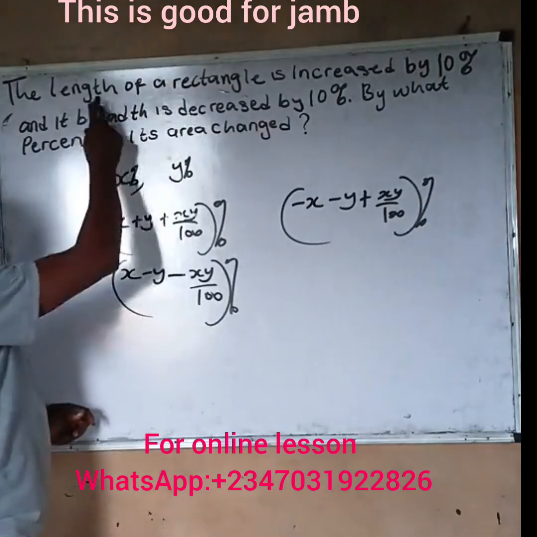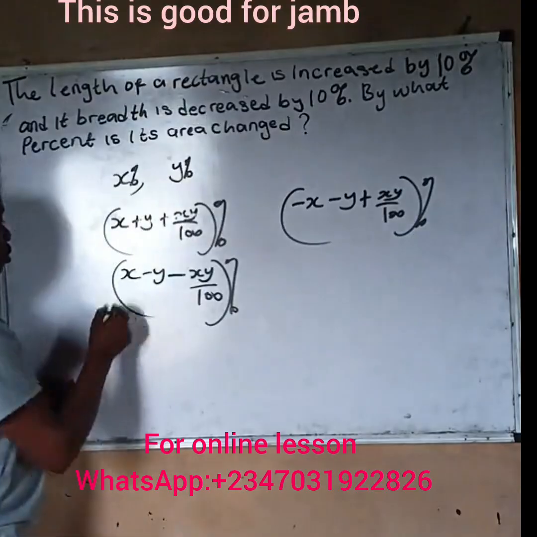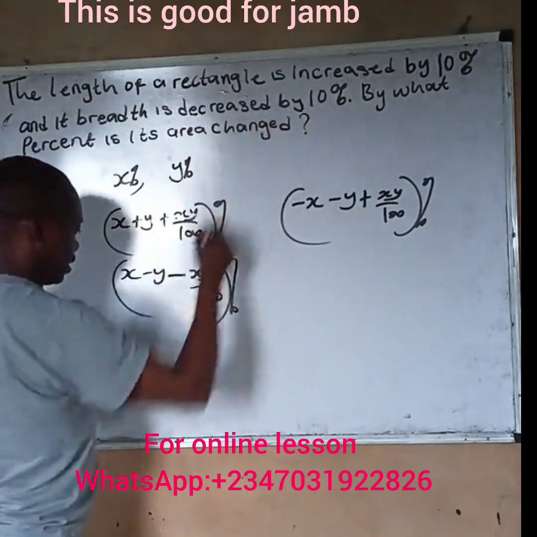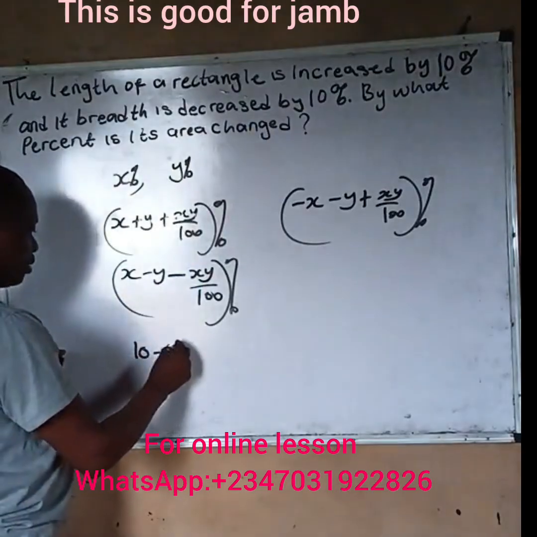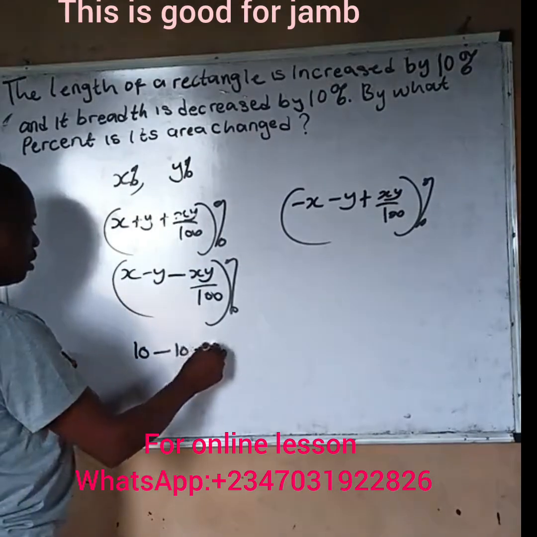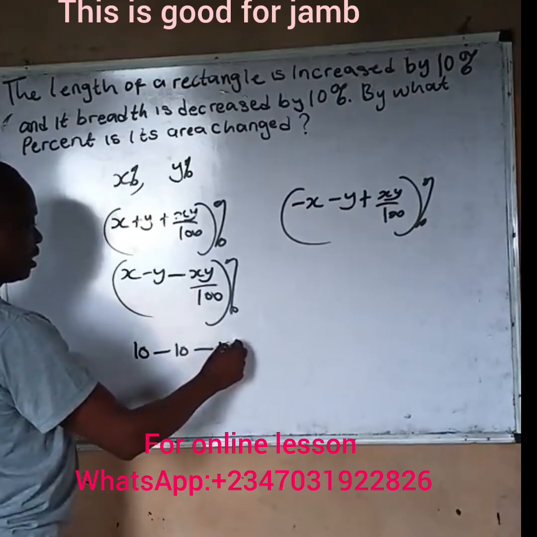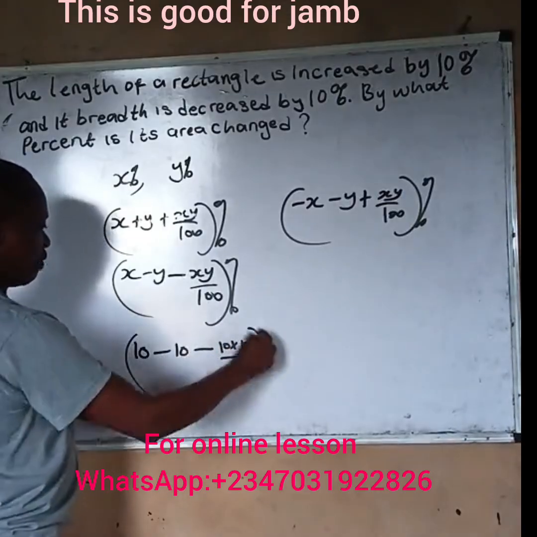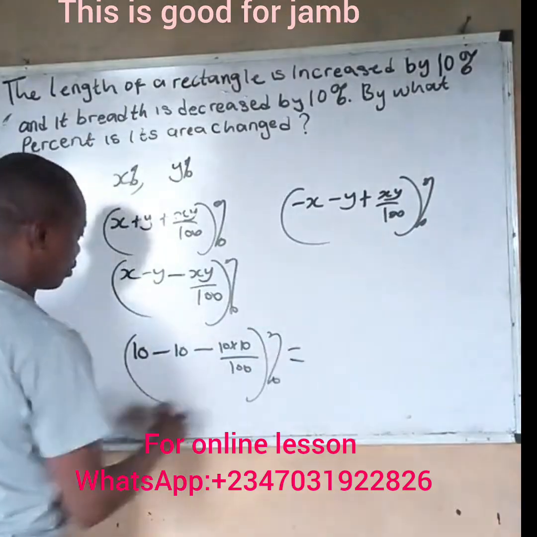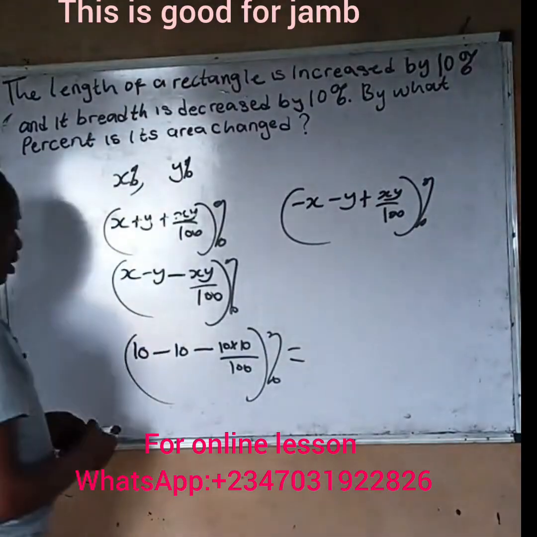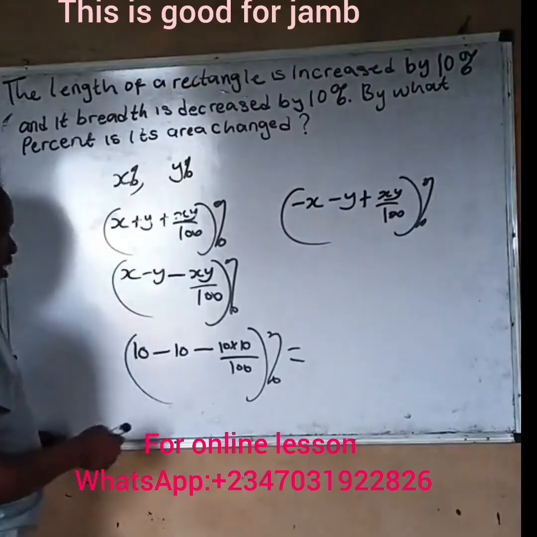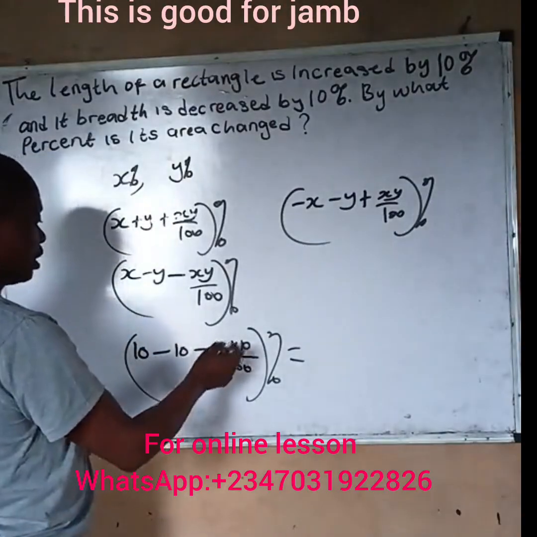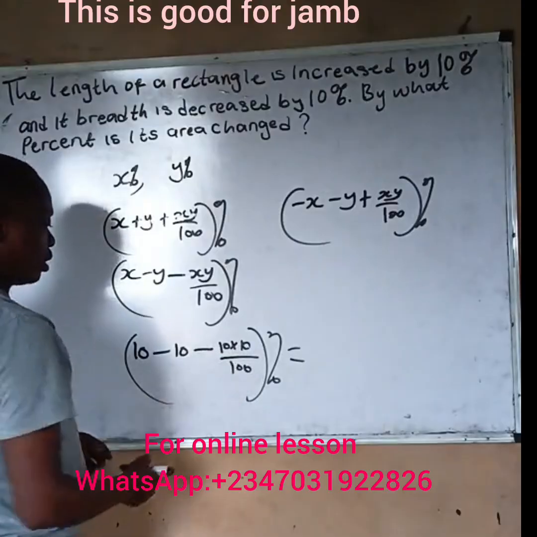Because the length increased by 10, x will be 10, and the breadth decreases by 10, so y will be minus 10, then minus 10 times 10 over 100. Whatever you have will be the change in area. So 10 minus 10 is 0. And of course, 10 times 10 is 100. 100 divided by 100 is 1.